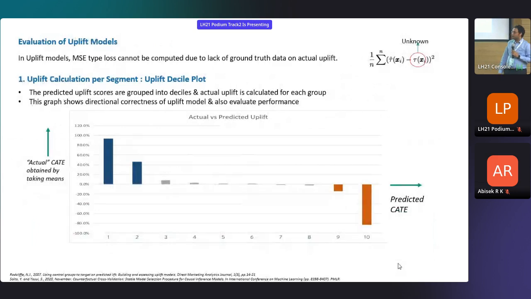So next, we are going to understand how we measure the goodness of fit of these uplift models. The traditional MSE type methods do not work because the ground truth of the CATE is actually never known. So in such a scenario, we can have multiple different techniques. One is called the uplift decile plot. What we are doing here is grouping the predicted uplift values into deciles, and then at each such decile group we are plotting the actual uplift value aggregated at that level. In this case, a monotonically decreasing curve as we move along the deciles would show the directional correctness of these models.